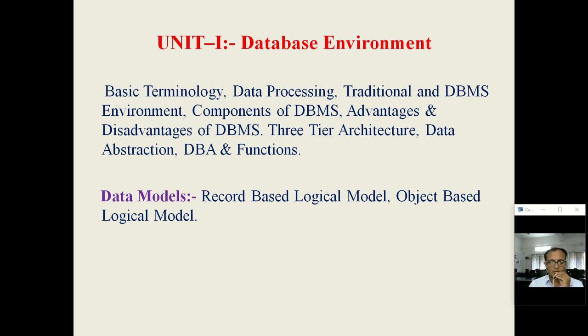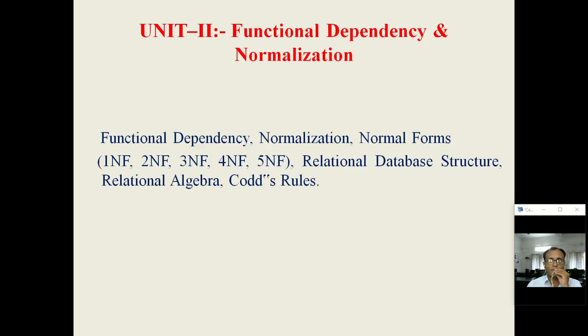Next unit depends on functional dependency and normalization. In this unit we cover what is functional dependency, what is the use of functional dependency, and how to use it. Then what do you mean by normalization, how to use normalization, and the different types of normalization like 1NF, 2NF, 3NF, 4NF, 5NF. So these are the normal forms.